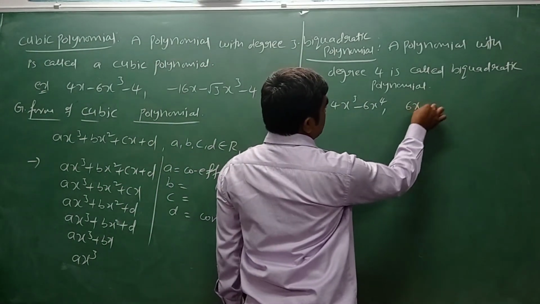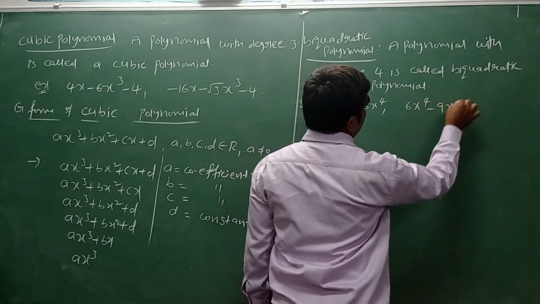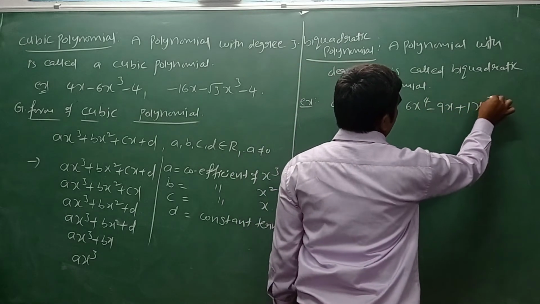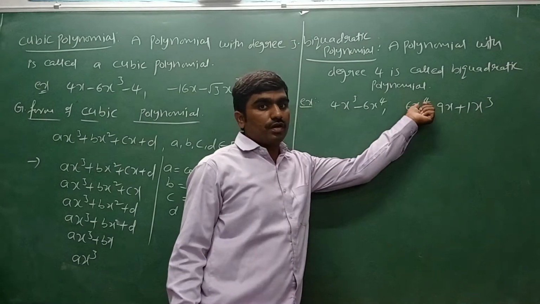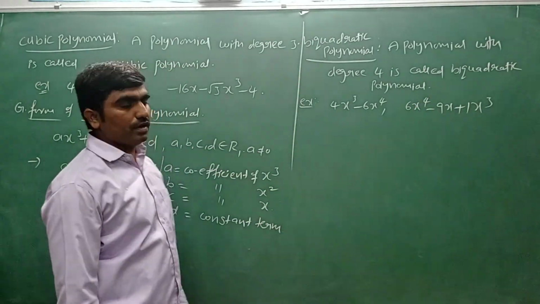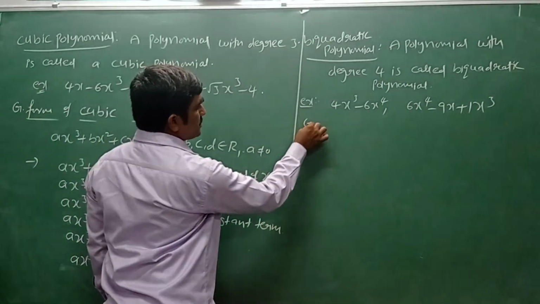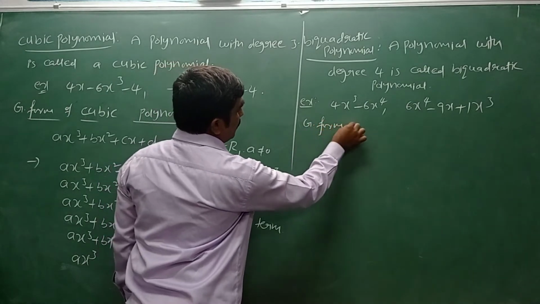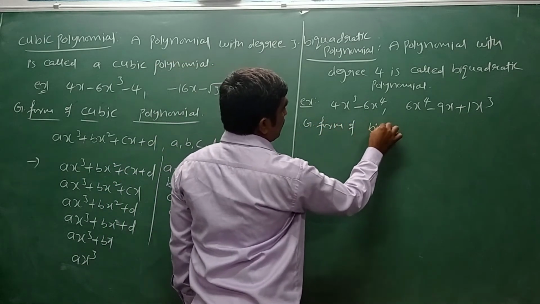Let me take 6x power 4 minus 9x plus 1x cube. Even here I can see the highest power is 4, which is called a biquadratic polynomial. Let's see what is the general form. General form of biquadratic polynomial.